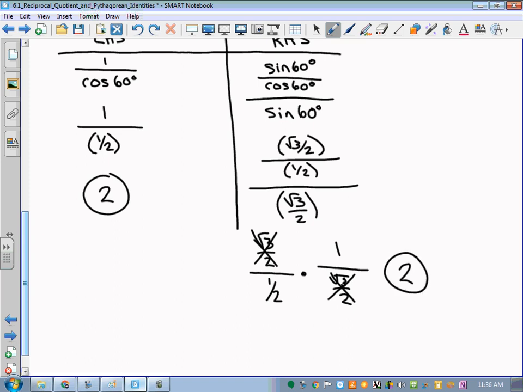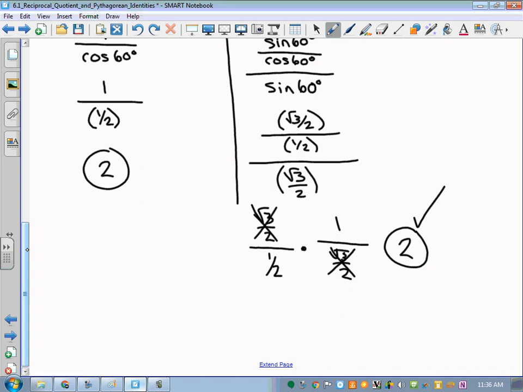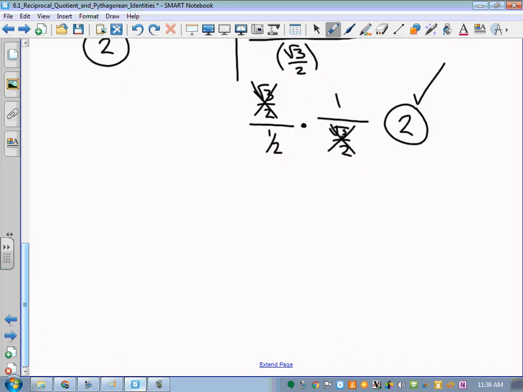Now, because the left-hand side and the right-hand side share the value, we would consider that to be verified. At 60 degrees, we get the exact same thing on either side of this identity. All right, we do also have to check when theta is equal to pi over 4.